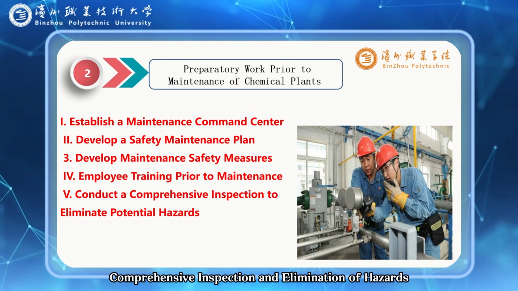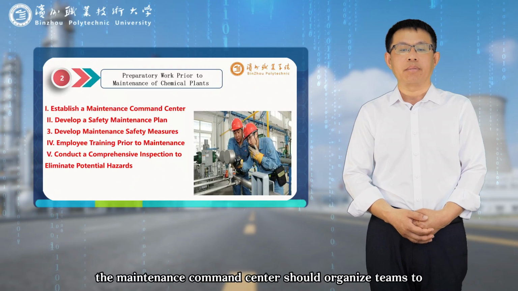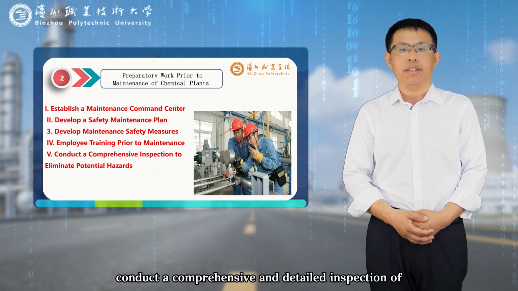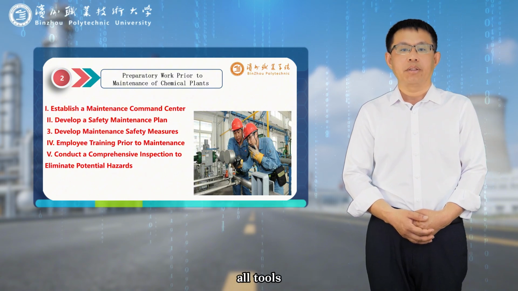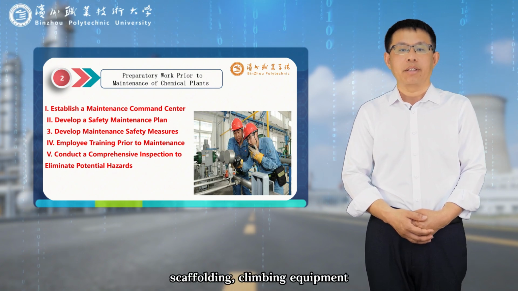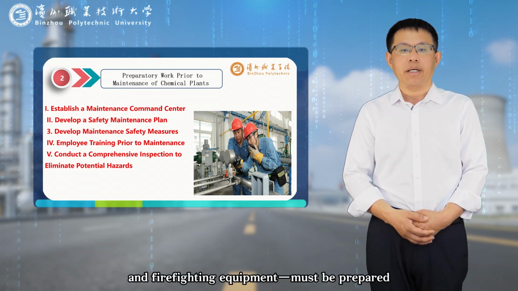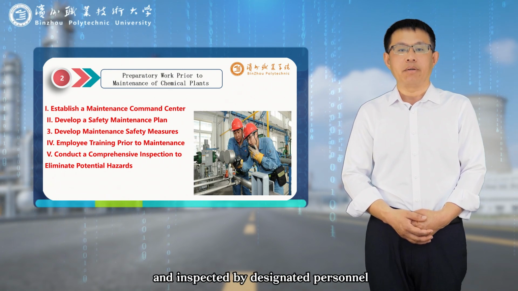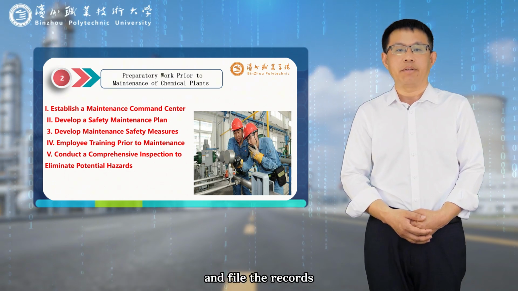Five, comprehensive inspection and elimination of hazards. Prior to plant shutdown for maintenance, the Maintenance Command Center should organize teams to conduct a comprehensive and detailed inspection of pre-shutdown preparations. Before maintenance work begins, all tools, equipment, and devices to be used, particularly lifting equipment, scaffolding, climbing equipment, ventilation equipment, lighting equipment, respiratory protection equipment, and firefighting equipment must be prepared and inspected by designated personnel. Inspectors must carefully record the inspection results, sign off on them, and file the records.